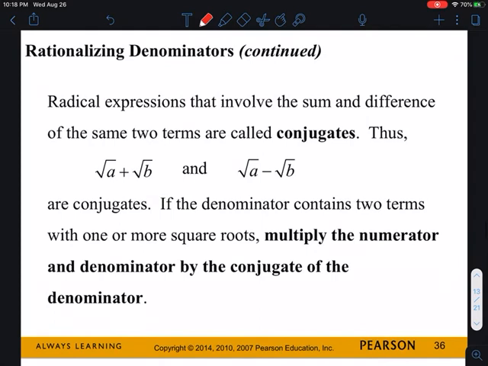So it says, continued, rational expressions that involve the sum and difference of the same two terms are called conjugates. Thus, the square root of a plus the square root of b and the square root of a minus the square root of b. It's the same setup, but one of them's an addition and one of them's a subtraction. Those are conjugates. If the denominator contains two terms with one or more square roots, multiply the numerator and the denominator by the conjugate of the denominator.